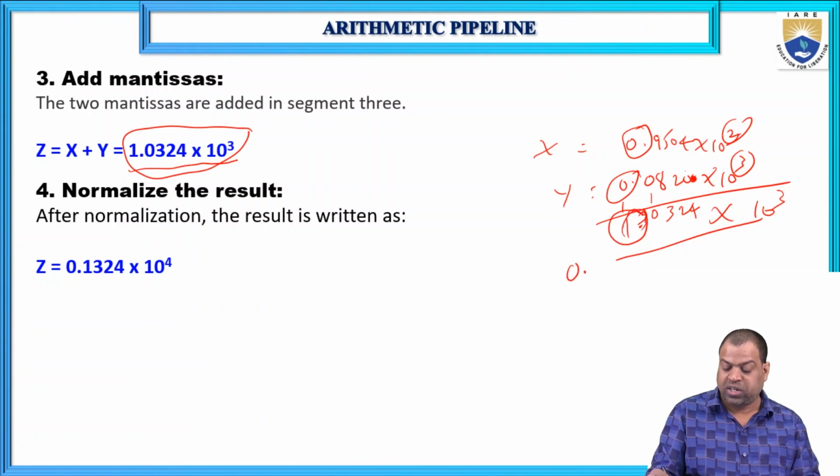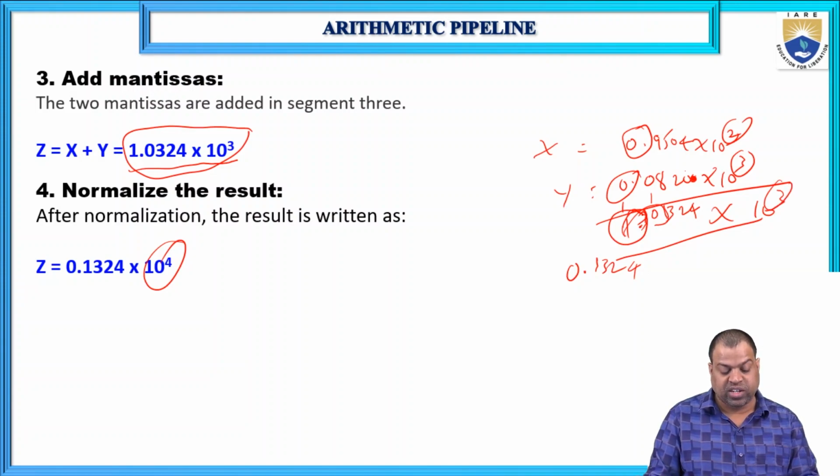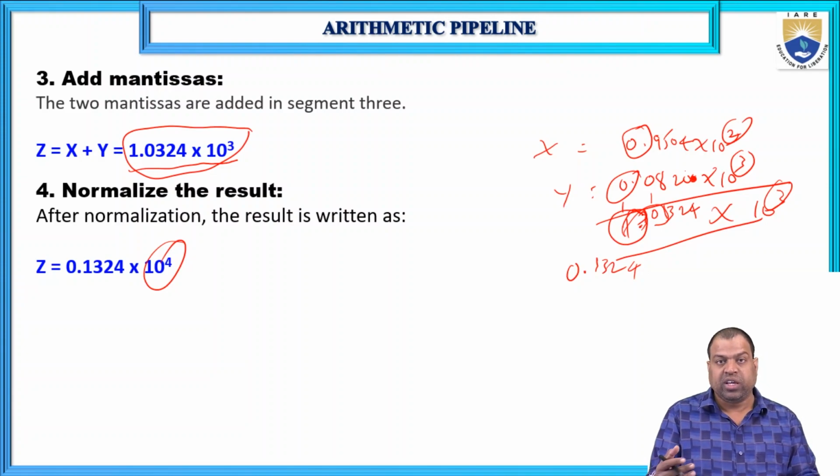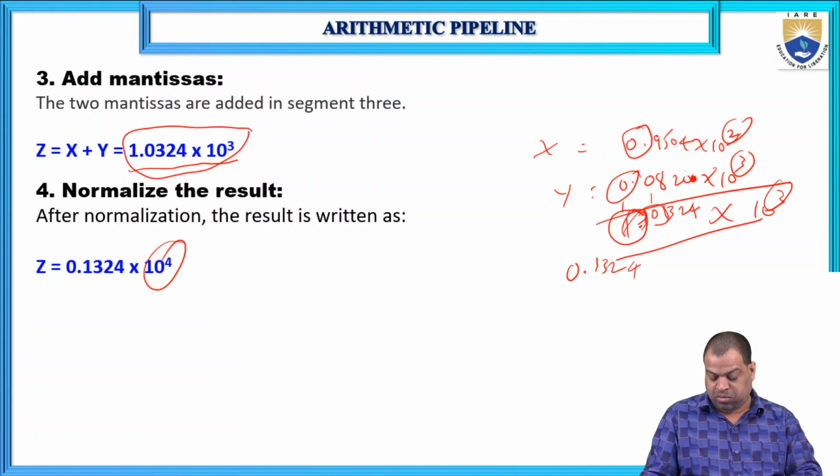So 0.1 I shifted here, 0.10324, then 10 power 4. Why? Because it is shifted to here now. So 10 cube is changed to 10 power 4. So I normalize the result like this. Otherwise, you can keep 10 cube and 1.0324. Either the exponent value should be balanced or the mantissa should be balanced. It is about the arithmetic pipeline.